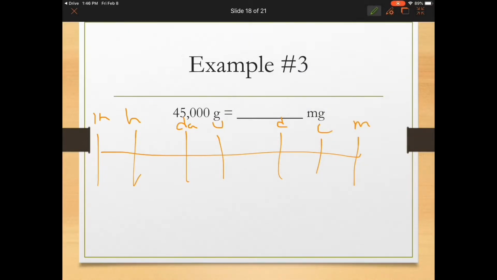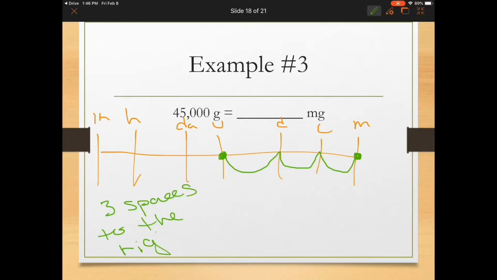So if I'm starting with grams, I've got 45,000 grams. I'm starting right in the middle at the base unit. And now I'm going to milligrams. Well, milli is all the way on the right at the very end. So I've got to make 1, 2, 3 jumps to get to where I need to go. So I went 3 spaces to the right.